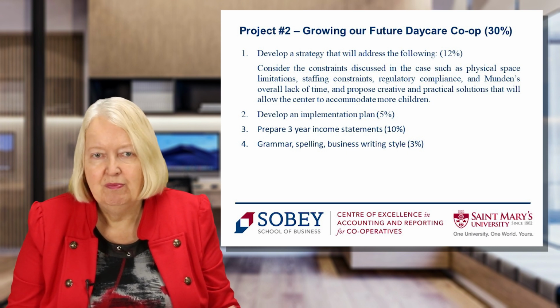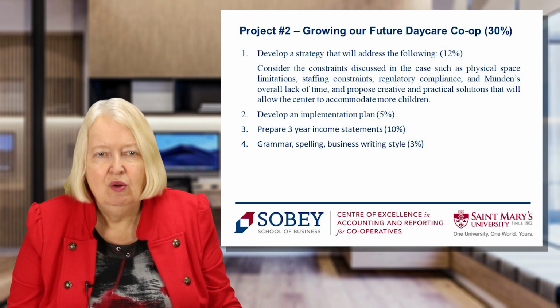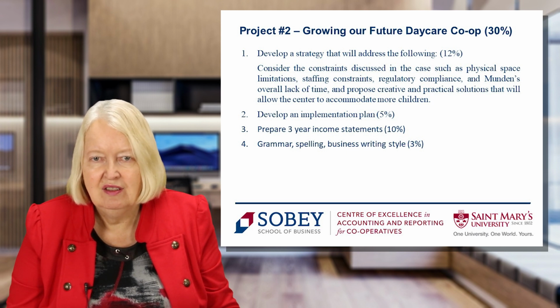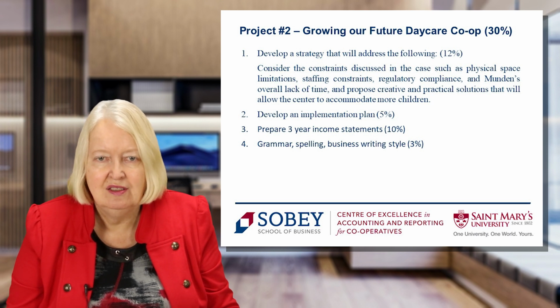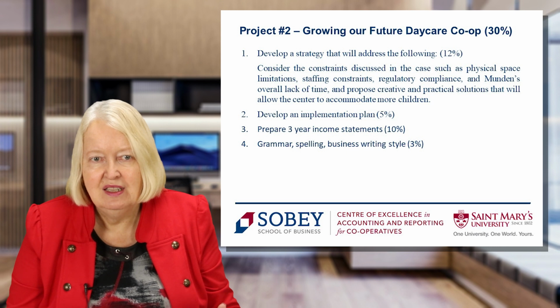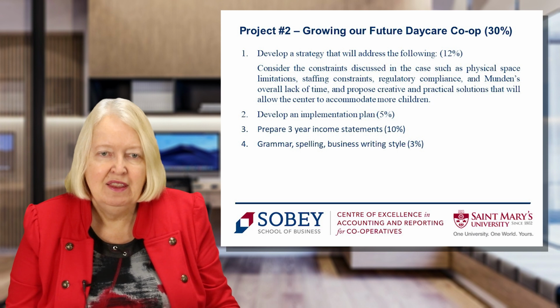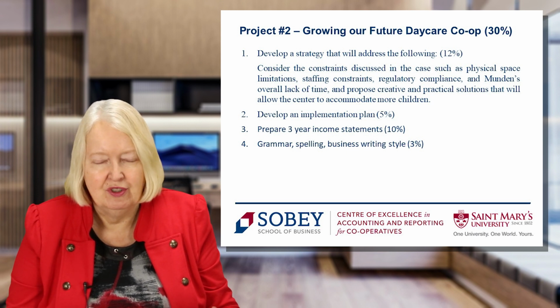So part 2, which is basically your final and is due on the last day of classes, now you are expected to come up with a strategy that will address the main issues presented in the case. So you need to consider the constraints that are discussed in the case, such as the physical space limitations, staffing constraints, regulatory compliance, Munden's overall lack of time, that's the CEO of the credit union, and then propose some creative and practical solutions that will allow the daycare to accommodate more students, so more children rather.